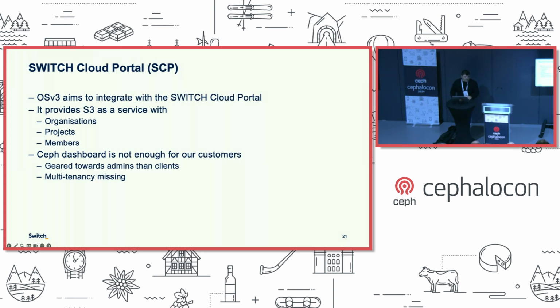This is all done basically for the Switch Cloud portal. The Switch Cloud portal, as I said before, is a service broker, and OSv3 basically aims to provide S3 as a service. So you can have organizations, you can have projects, you can have members, member management, etc. Our portal team has created a front end for it. We tried to use Ceph dashboard, but we had the issue that there is no multi-tenancy, and the way that it's designed is basically the users are admins. So if you are a service provider, the user and client is a different entity.